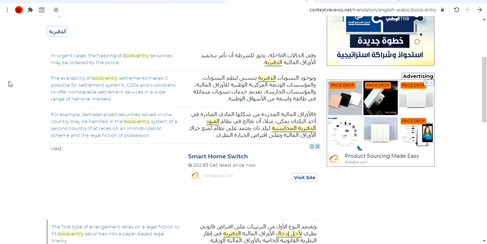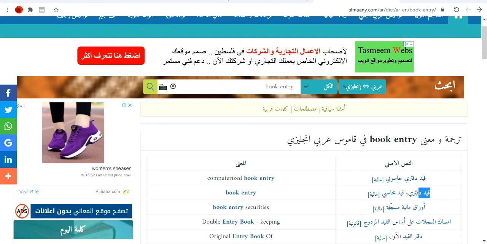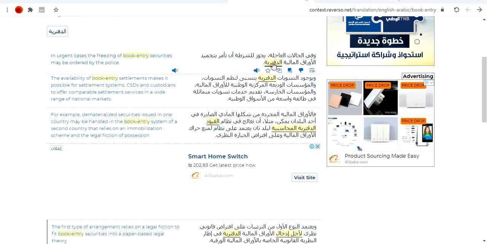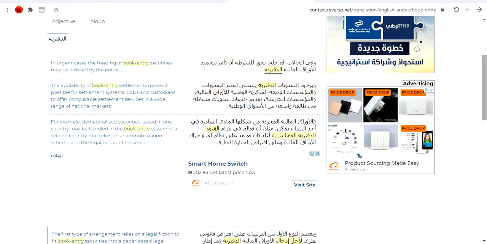One of you may ask me, don't you feel that قيد دفتري is different from دفترية? Well, I want to tell you that some terms in the economic genre are manipulated or not manipulated. The term itself may be used in another way.